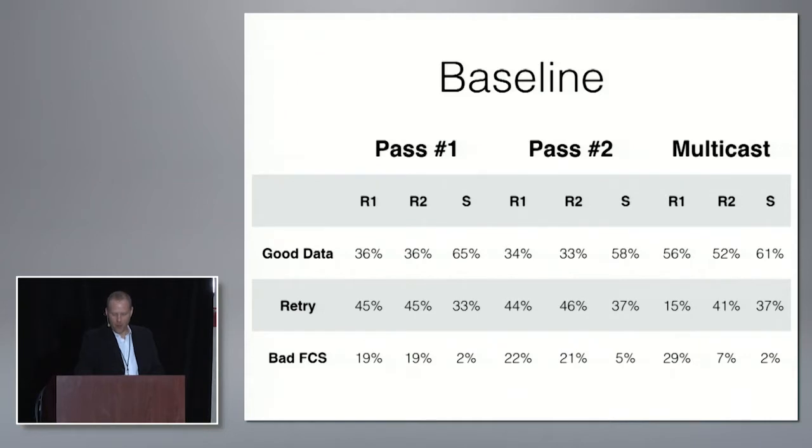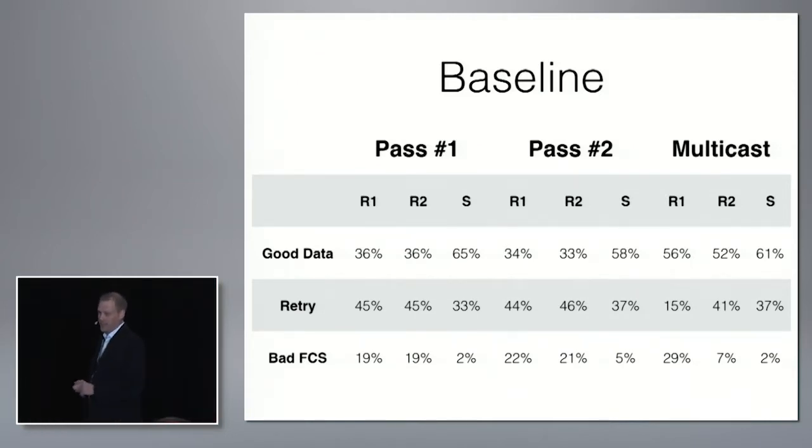Okay, so the packet captures for the baseline. This is baseline. We haven't turned anything on yet, and we're getting in the neighborhood of 45% retries. What you have here, R1 and R2 are the roaming badges. The S column is the static communication device. So you can see we have high channel utilization, and we have high retry rates already.